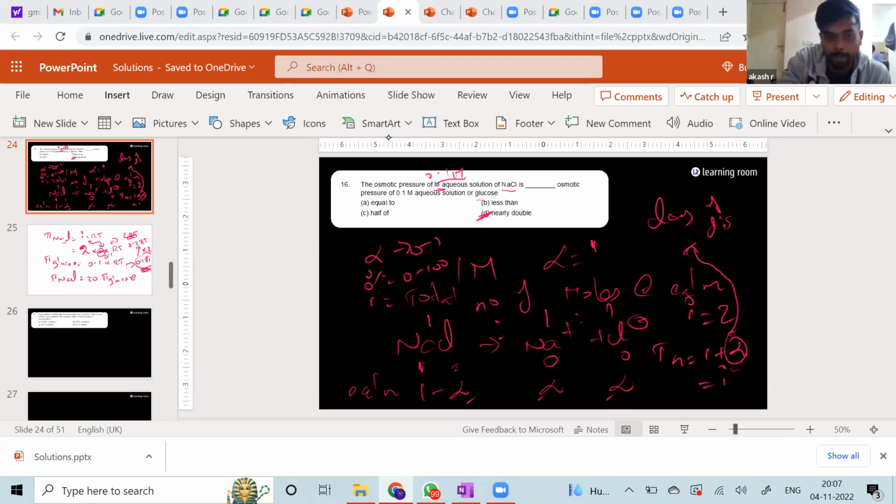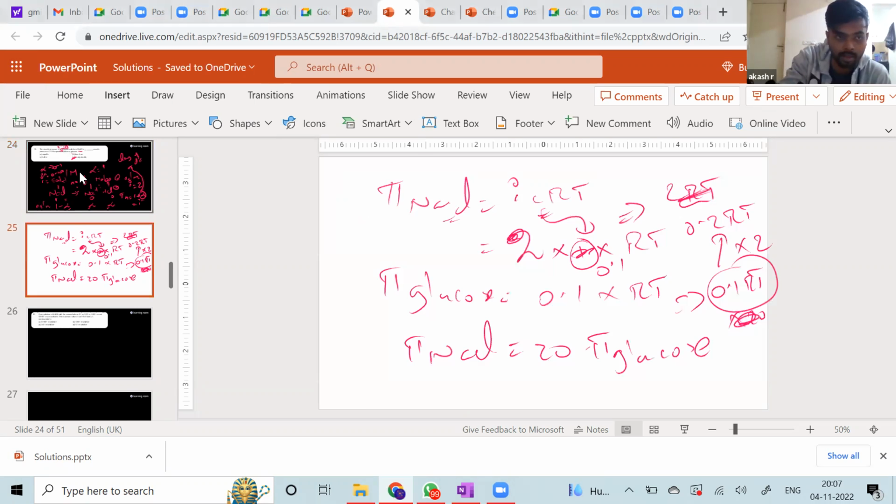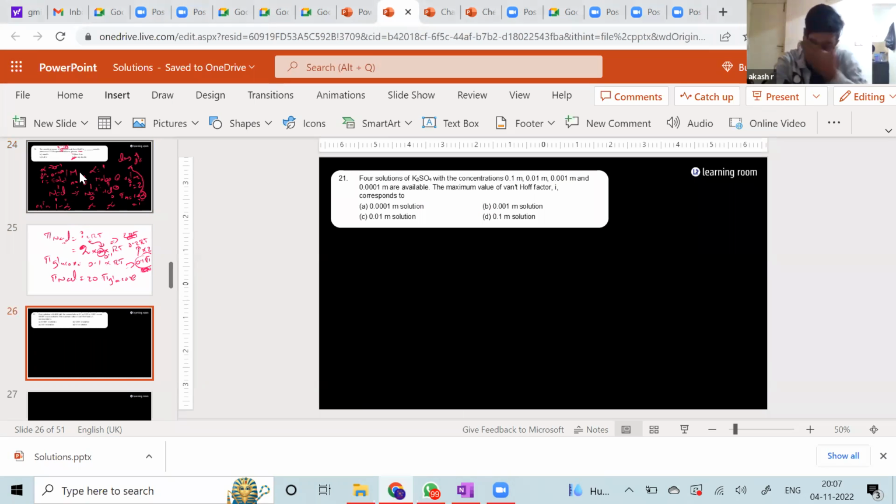I hope everybody got this question. So the answer will be nearly double. Moving on. Next. Four solutions of K2SO4 with the concentrations of 0.1 m, 0.01 m, 0.001 m and 0.0001 m are available. The maximum value of Van 't Hoff factor i will correspond to what?